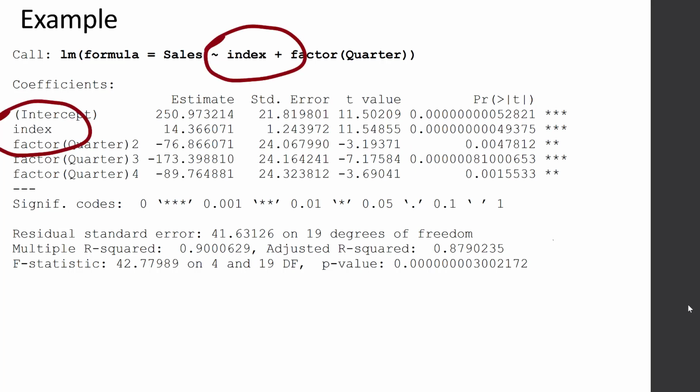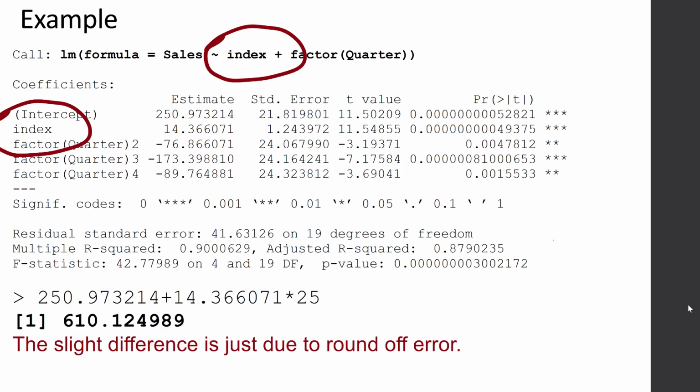Now if I look at the same model that we were working with before, where I used index as my predictor instead of year, my coefficients have changed, my estimates have changed, but that's okay. It's just adjusted because you're going to feed it different kinds of data. If I want to predict the first quarter of 2012, that's going to have an index of 25. So here, I take my intercept and add to it the coefficient of index, 14.366071, times the index of 25, and I get 610.124989. And this slight difference is just due to round-off error, which is more pronounced when you're putting in a big number like a year.